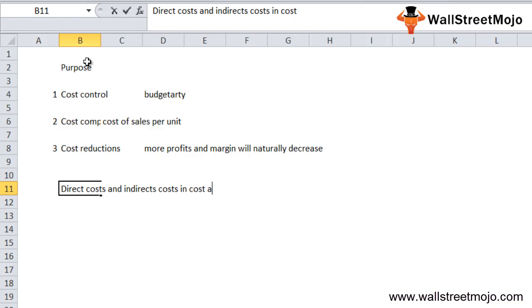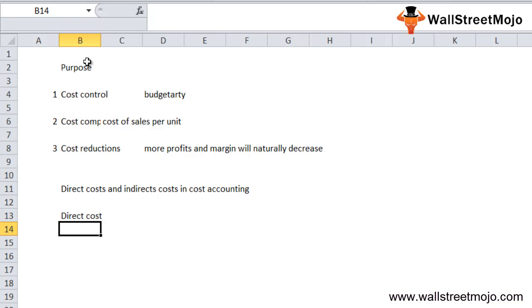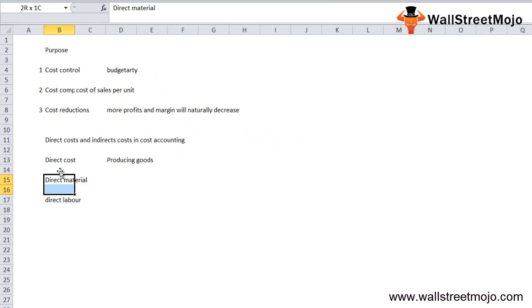Now let's understand the difference between direct costs and indirect costs in cost accounting. Direct costs are the costs that are directly related to producing the goods, and that means direct cost can be directly identified as being used in the production of goods. For example, we can talk about the direct material and the direct labor that is used in producing goods. So this cost we can identify as direct cost.